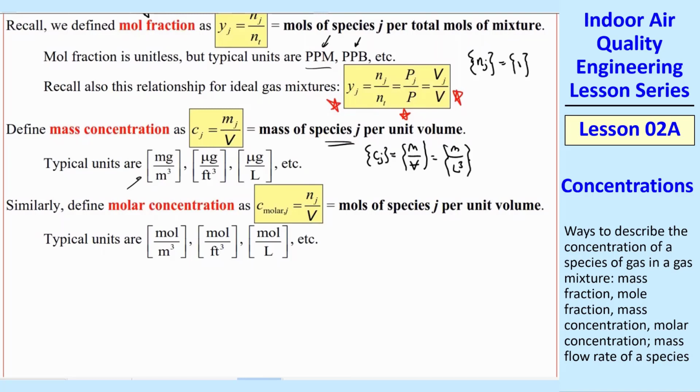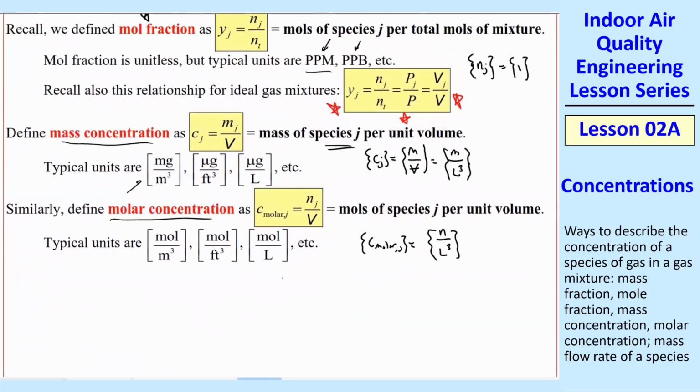And then we can similarly define a molar concentration similar to mass concentration, except it's number of moles per unit volume instead of mass per unit volume. So it's moles per meter cubed, moles per foot cubed, moles per liter, etc. And the dimensions of C molar J would simply be number of moles per volume, like that.